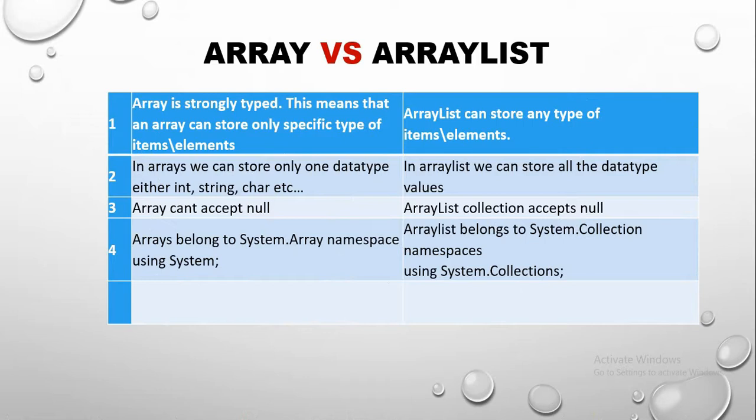In an array, we can store only one data type, either int, string, char, etc. Array can't accept null. In array list, we can store all the data type values. Array list collection accepts null. Array list belongs to the System.Collections namespace, using System.Collections, and array belongs to the System.Array namespace, using System.